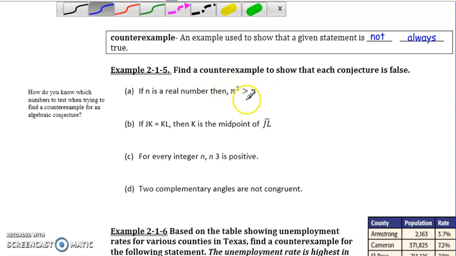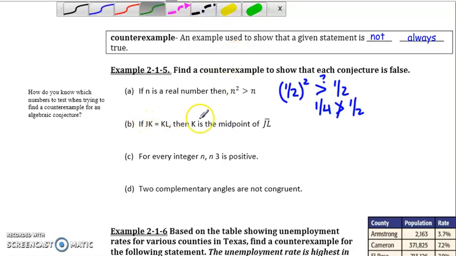So negatives don't work. We know positives don't work. So let's go ahead and try a fraction. Let's try a half squared. Is that greater than 1/2? Well, 1/2 squared is a 4th, and 1/4 is not greater than a half. So that would be considered a counterexample.